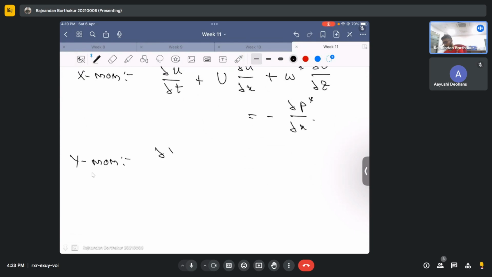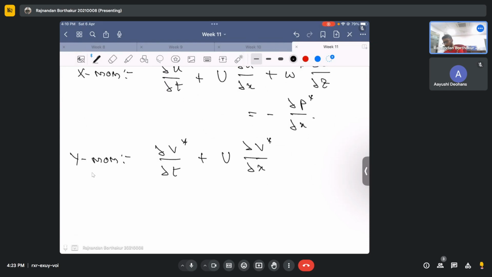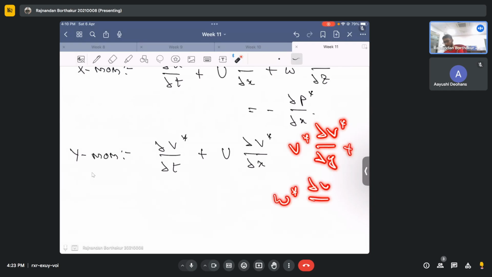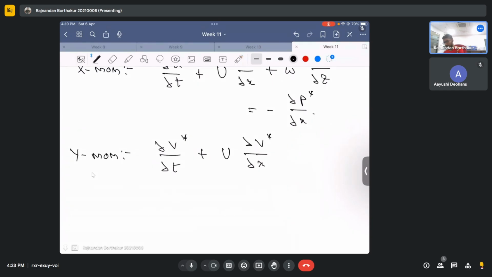Okay, the y momentum would be del v star by del t plus u times, it's similar, del v star by del x. And you can show that here the two other terms, that is v star times del v star by del y plus w star times del v star by del z, would be 0, again owing to the account of linear stability analysis. And this is equal to minus del p star by del y.